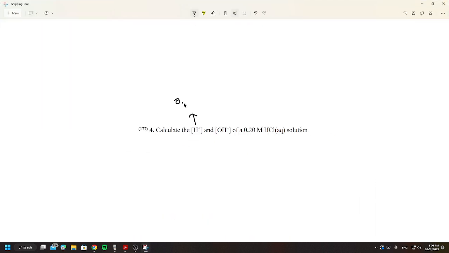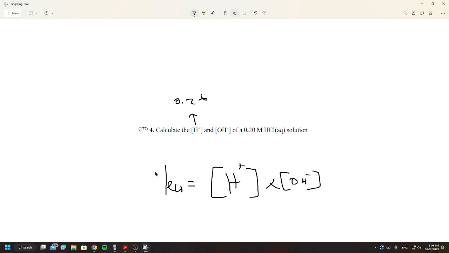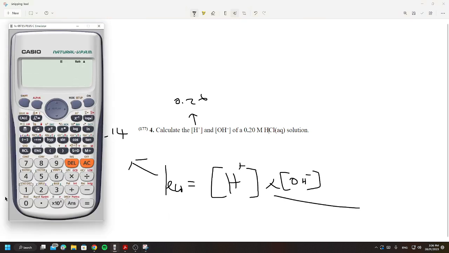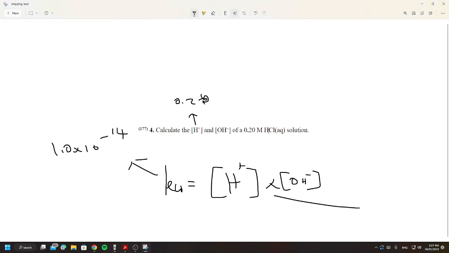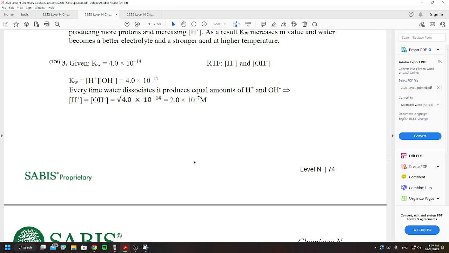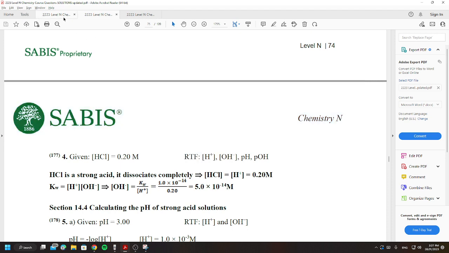So this is 0.2 molar. Now, we can use the Kw relation, which is concentration of H plus times the concentration of OH minus, right? When they don't give you a value for Kw, Kw is just 1.0 times 10 to the power of negative 14. So, we do that and we solve for OH. So, pull out the calculator. 1.0 times 10 power negative 14 divided by 0.20. 5 times 10 power negative 14. Yeah, okay. Next.